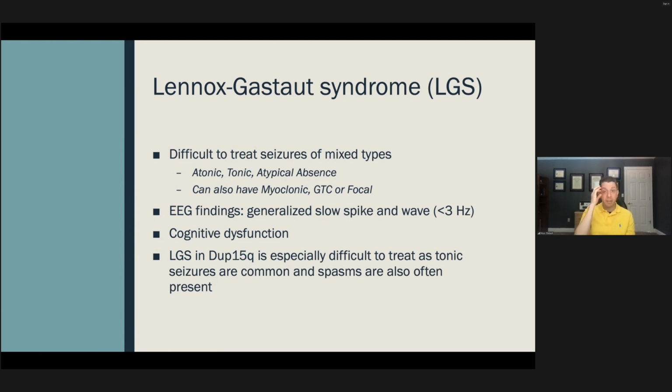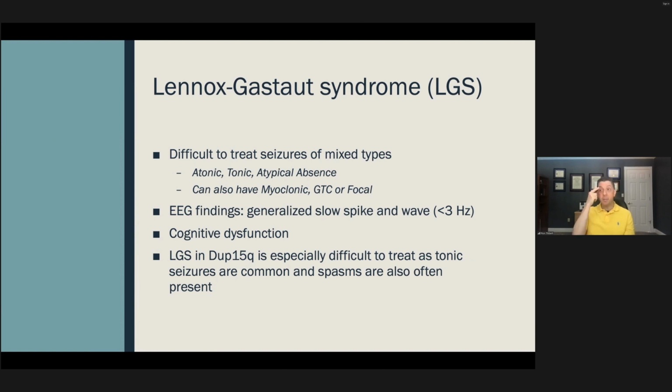Pretty much all meet criteria for Lennox-Gastaut, which is mixed seizure types, classically atonic, tonic, or atypical absence. But you can also have myoclonic, tonic-clonic, and focal. And then also spasms, as we talked about. Dup15 is one of those syndromes where spasms are more common. There's a few, like tuberous sclerosis and others, but this is one of them.